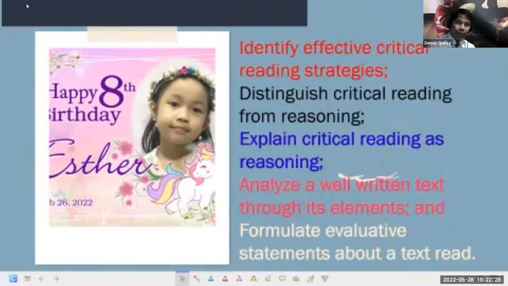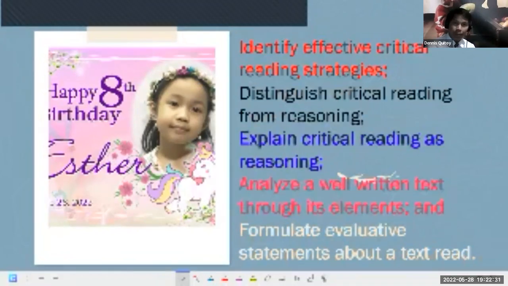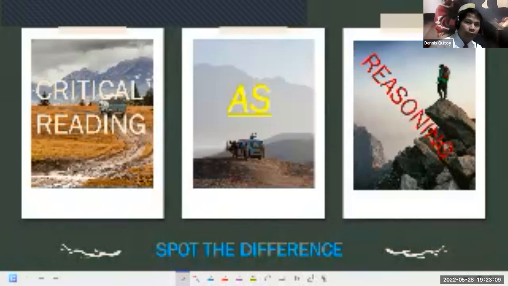Okay. So number one, identify effective critical reading strategies. Number two, distinguish critical reading from reasoning. Number three, explain critical reading as reasoning. Number four, analyze a well-written text through its elements. And lastly, number five, formulate evaluative statements about the text read. So at the end of the lesson, you are going to learn all of this. Moving forward, critical reading as reasoning: spot the difference.